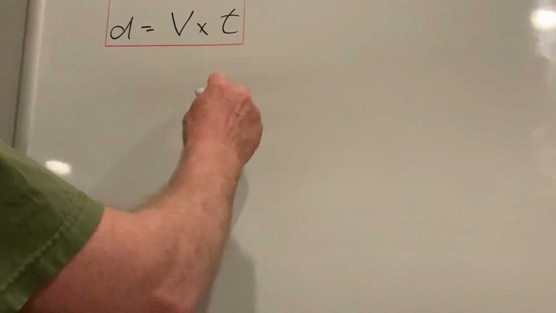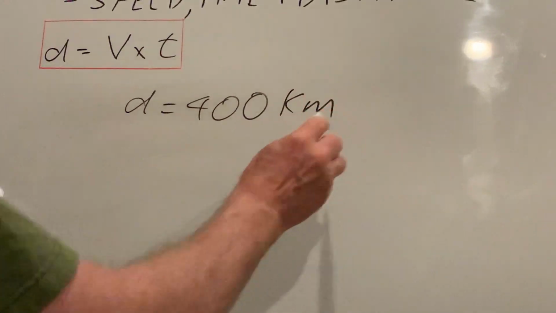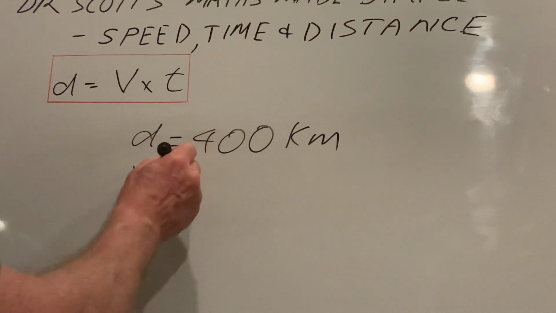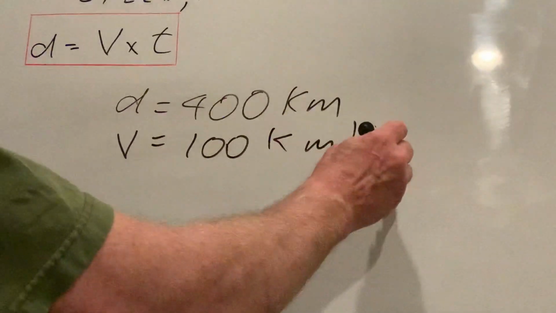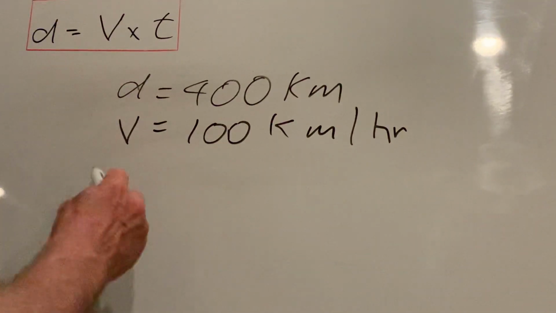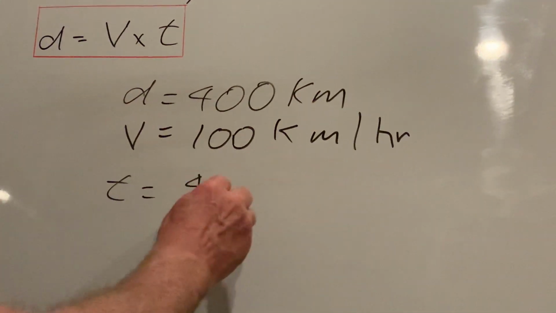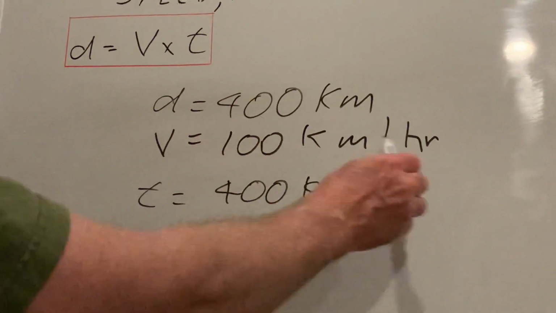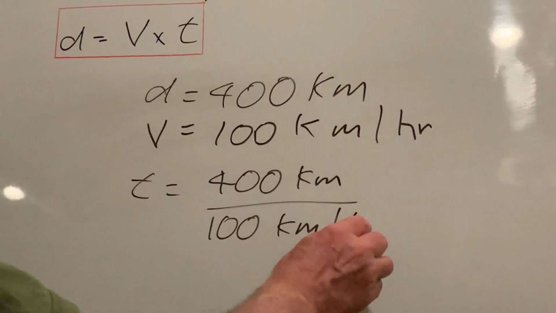Say you've got a long road trip coming up. You've got to travel 400 kilometers. And the speed limit, the fastest you can go, is 100 kilometers per hour. Well, how long is it going to take you? Well, we know from this formula, t equals distance divided by velocity. So 400 kilometers is the distance. The velocity is 100 kilometers an hour. Divided by 100 kilometers per hour.